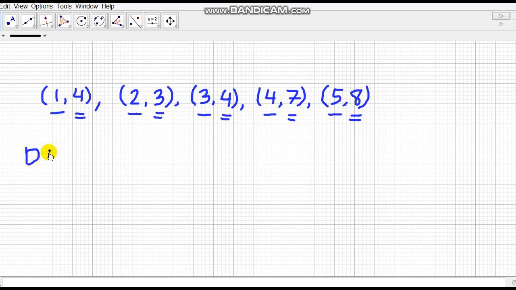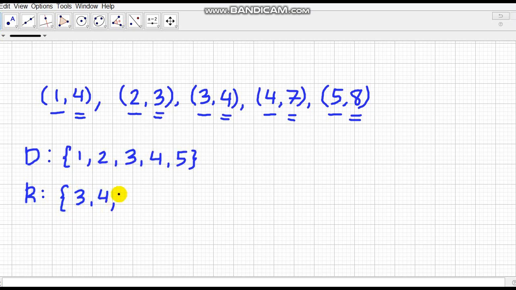So the domain is 1, 2, 3, 4, and 5. While for the range, it is 3, 4, 7, and 8. Now, please take note that relations can also be written as a graph.